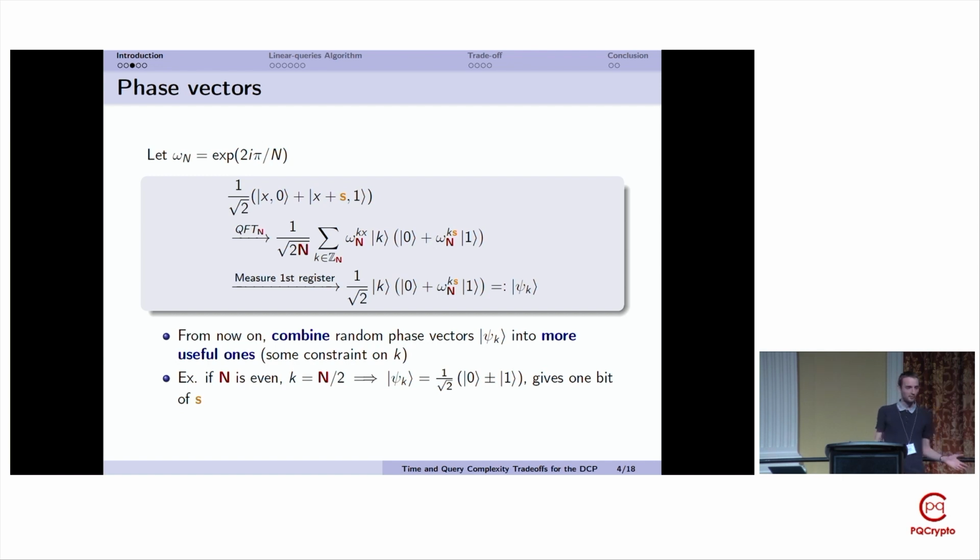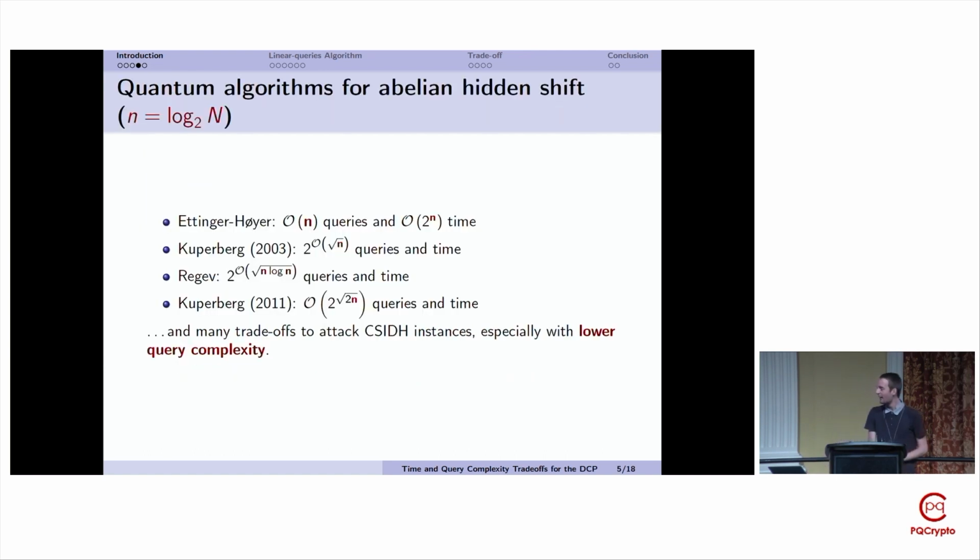And all the algorithms we know for DCP and for abelian hidden shift, and basically for breaking CSIDH or so, they combine random phase vectors into useful phase vectors. And useful means we can put some constraint on the value k. And with this constraint, we can observe information on s. For example, let's say n is even, and let's say you obtain the label k equal n over 2. Then the phase vector is simply 0 plus 1 or 0 minus 1. And you can distinguish that. So you can obtain 1 bit of s.